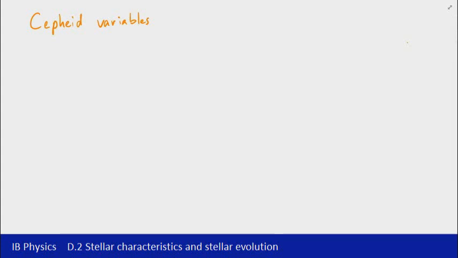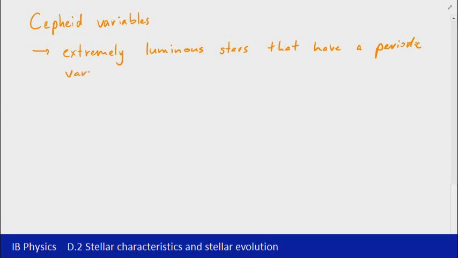The next type of star that we need to look at, that basically helped us to understand more about what's happening outside our own galaxy, are Cepheid variables. Now, these stars are extremely luminous, but it's not just the fact that they are extremely luminous that's important. It's the fact that that luminosity varies periodically. So what we mean by that is that the luminosity is not constant.